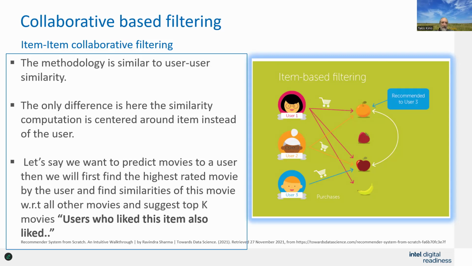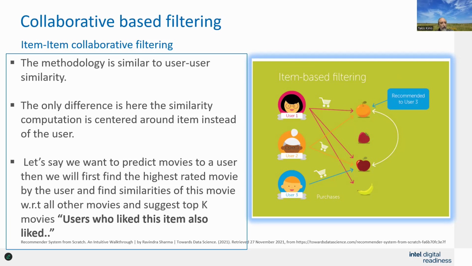All right. It says, it is similar to user similarity. The only difference is, and we're talking about item to item collaborative filtering, here the similarity computation is centered around the item instead of the user. And this is really kind of a different flip, right? So if you like a bunch of products and somebody else likes a lot of similar products, but you have some that you don't like in common, chances are they can run those things that you haven't tried, that you haven't rated. You probably like them, and they're probably right.